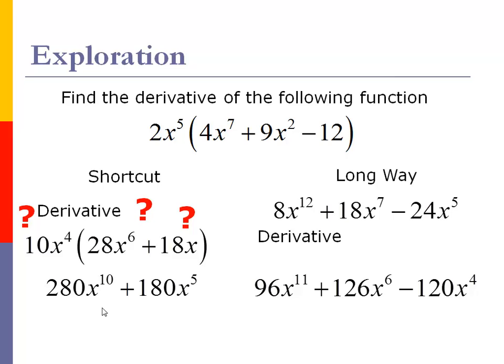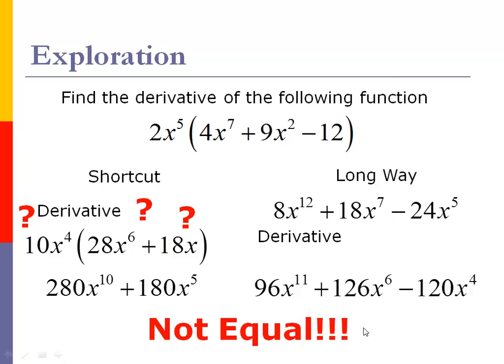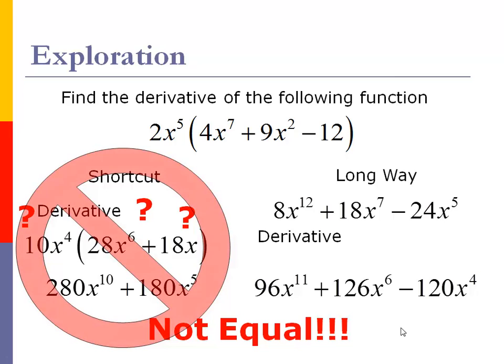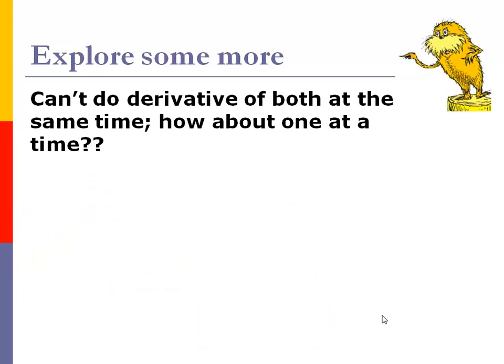But wait a minute, this expression on the left-hand side, where I try this little shortcut of taking the derivative of each one at the same time, does not equal. They don't equal. The long way I'm comfortable with, but this shortcut of doing the derivative of each one at the same time doesn't work for us. Oh shoot, that would have been so sweet, so nice if it did. But let's explore some more.